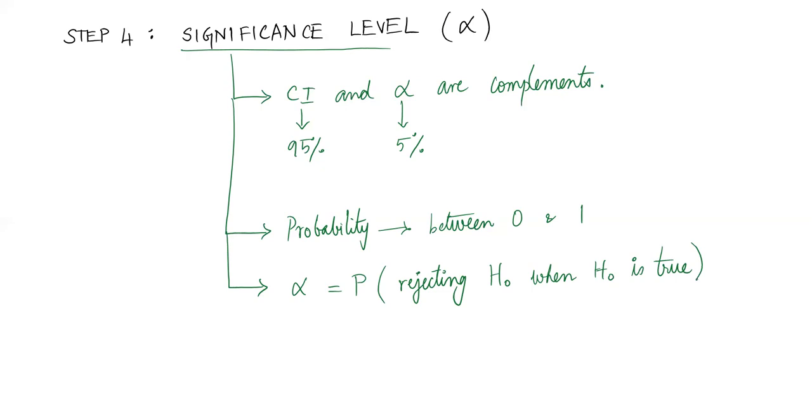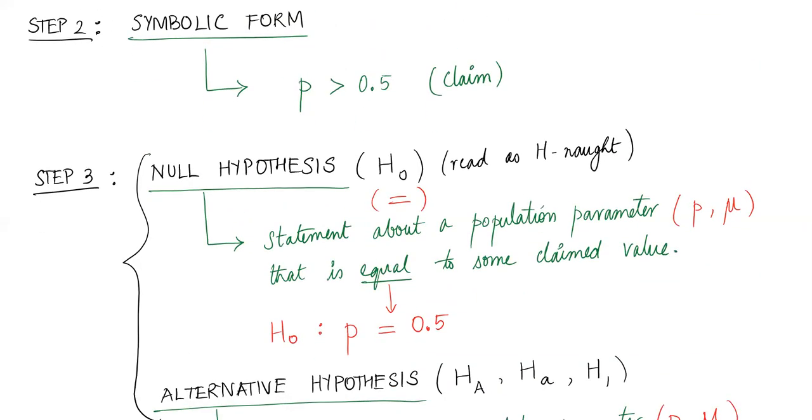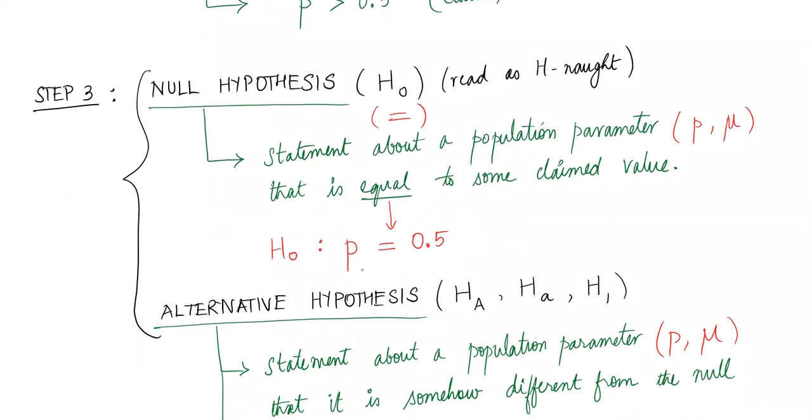Now say H naught, let me come back here. The claim they made was that the majority were not comfortable with drone delivery. If you come to the null hypothesis, how do we interpret this? This means there were an equal number of people who liked it and who did not like it, right? That's what it means. It is equal to 0.5, meaning 50% did not like drone delivery and the other 50% liked it. So you really cannot make a significant claim here because it's 50-50, right?